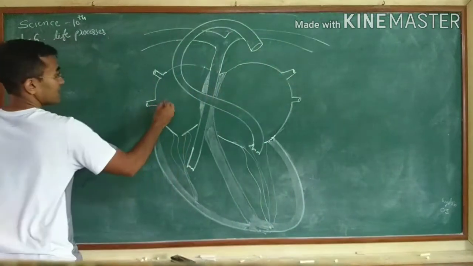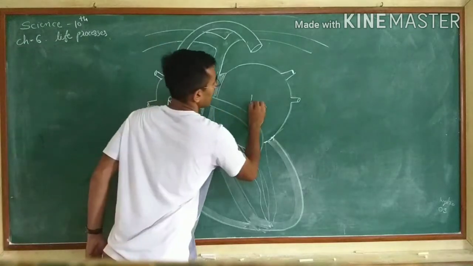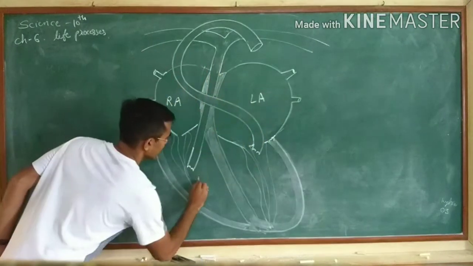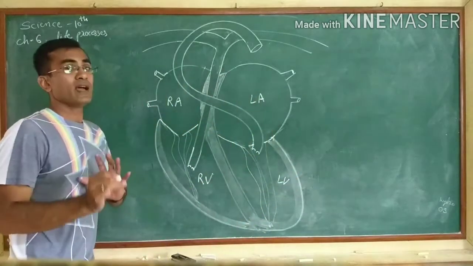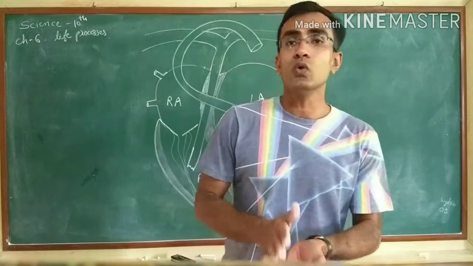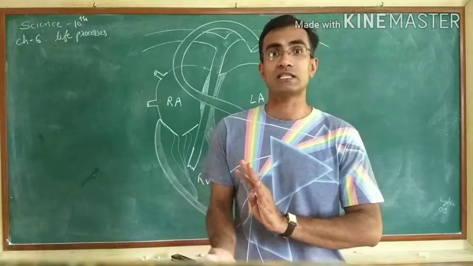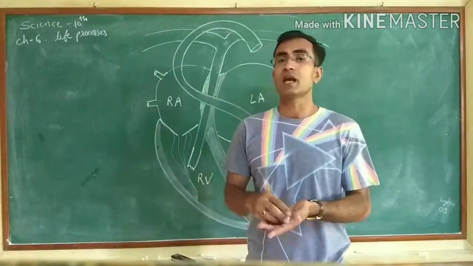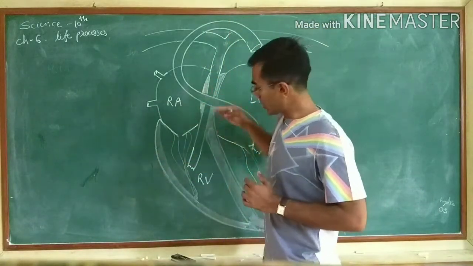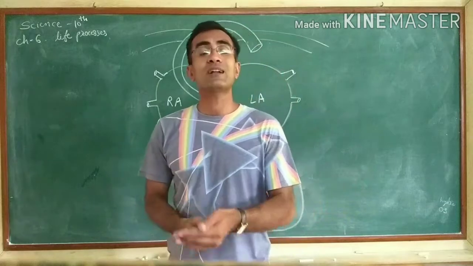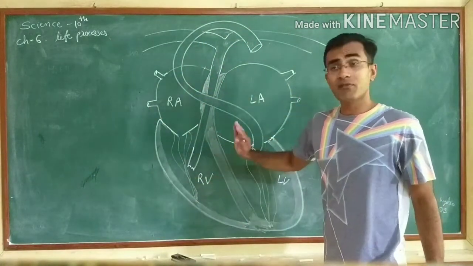So this one over here is called the right atrium. This is the left atrium. This is the right ventricle. This is the left ventricle. Now, as we know, our heart has 4 chambers. Unlike other organisms, our heart has 4 chambers. Out of these 4 chambers, 2 are atria, 2 are ventricles. The upper part of the heart is called the atrium, whereas the lower part is called the ventricle.